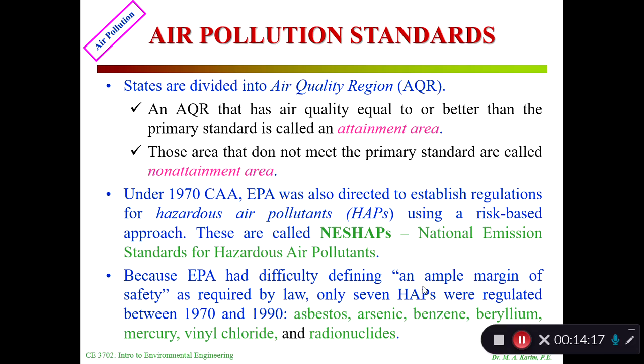Under the 1970 Clean Air Act, another regulation was established for hazardous air pollutants using a risk-based approach. These are called NESHAPs, National Emission Standards for Hazardous Air Pollutants. Because EPA had difficulty defining an ample margin of safety as required by the law, only 7 HAPs were regulated between the 70s and 90s. They are asbestos, arsenic, benzene, beryllium, mercury, vinyl chloride, and radionuclides. In total there are 189 HAPs.